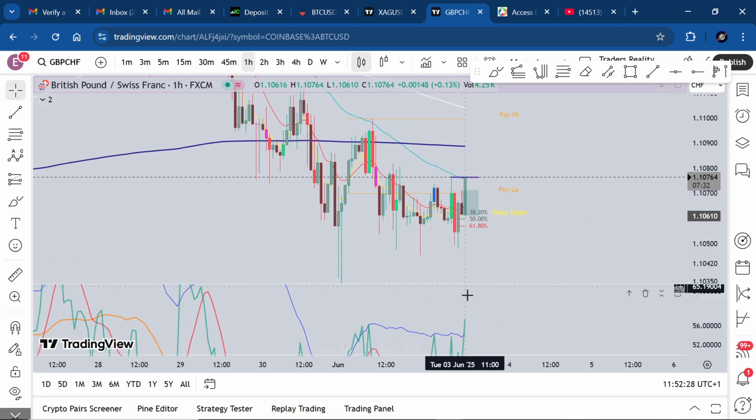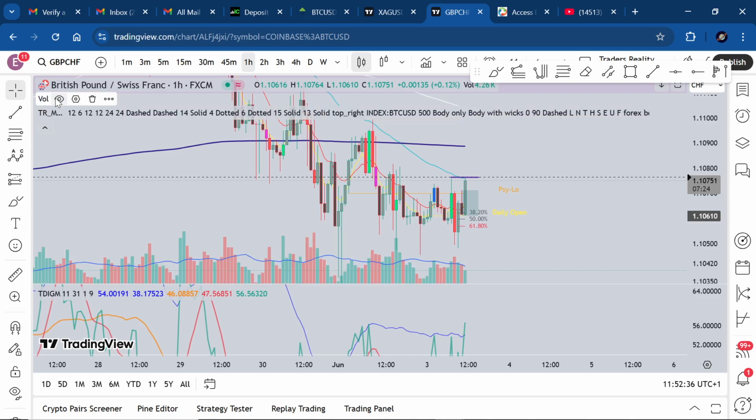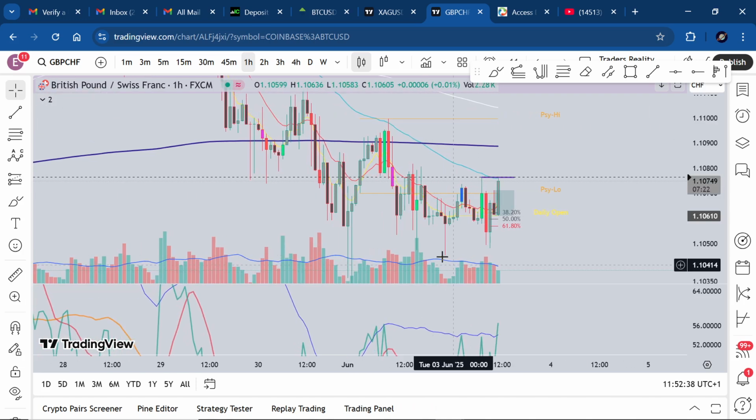Okay, we've cleared them. Volume has picked up, even though we haven't even gone any higher. Volume just picked up. In fact, let's get out the volume.